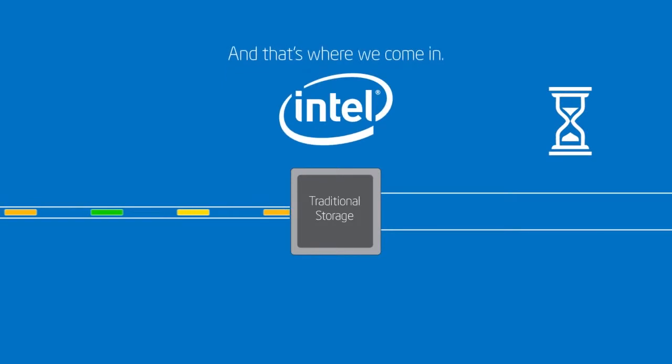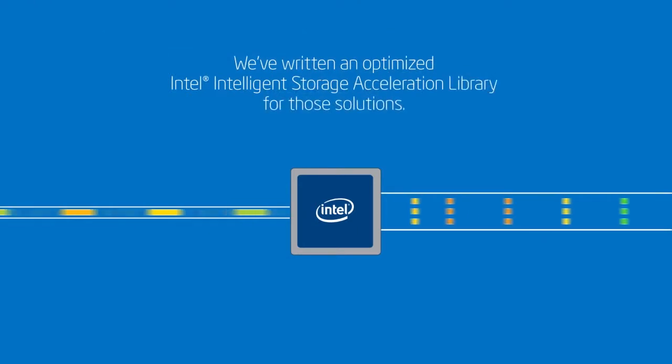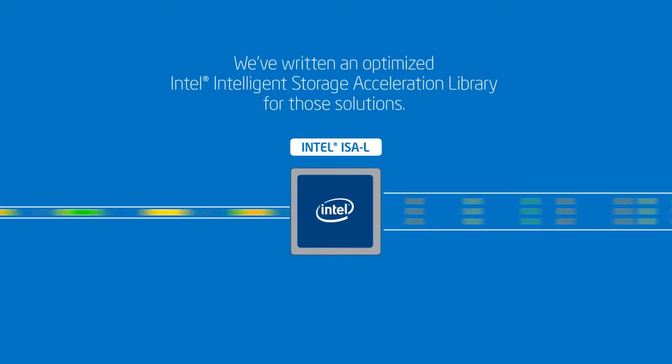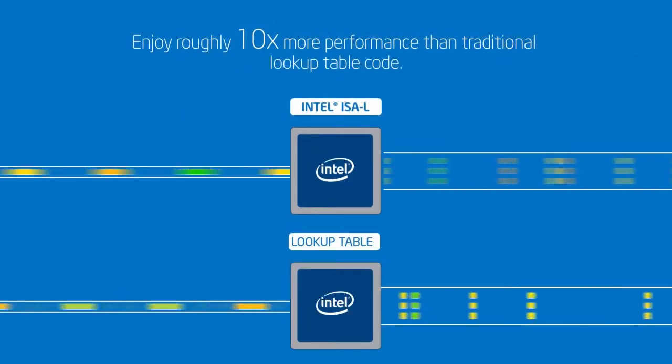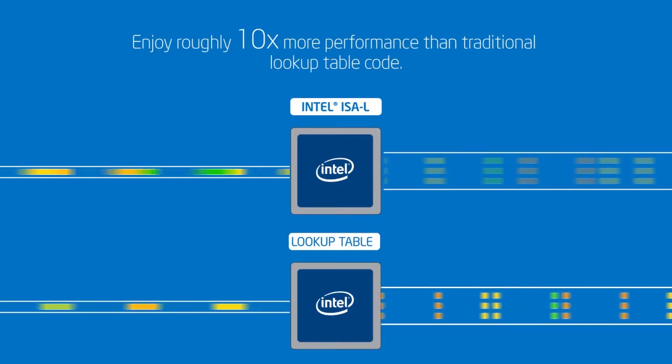And that's where we come in. We've designed new Intel architecture solutions for storage. And we've written and optimized Intel Intelligent Storage Acceleration Library, also known as ISA-L, for those solutions that make it easier for you to deploy Erasure Code while enjoying roughly 10 times more performance than traditional lookup table code.